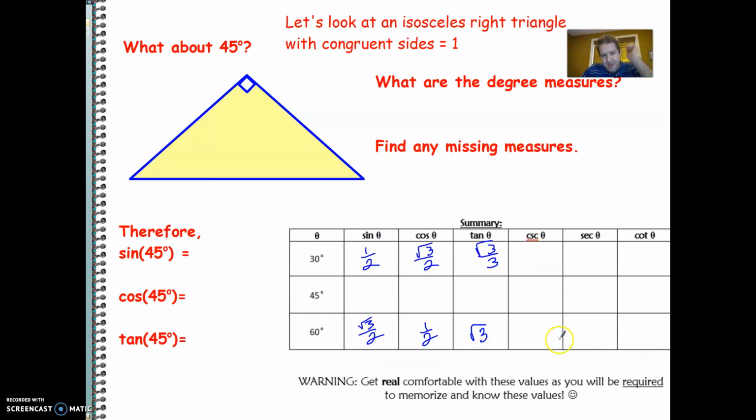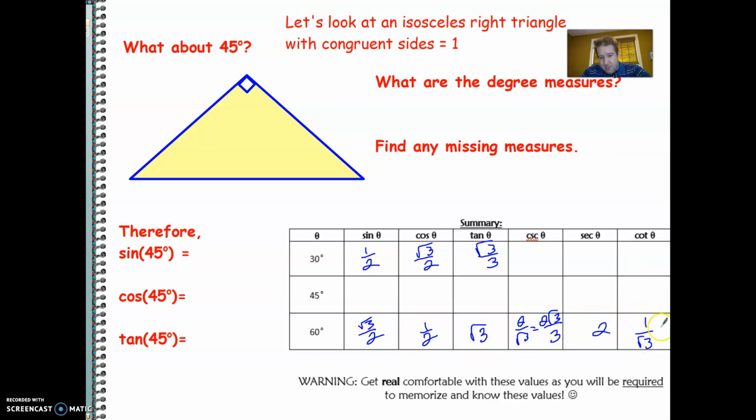So now, to find these, you would just simply flip it. Cosecant is the reciprocal of sine, which would be 2 over square root of 3, but keep in mind that's not right, so that ends up being 2 times the square root of 3 over 3. And flip this, you get just 2. Flip this, you get 1 over square root of 3, which doesn't work.